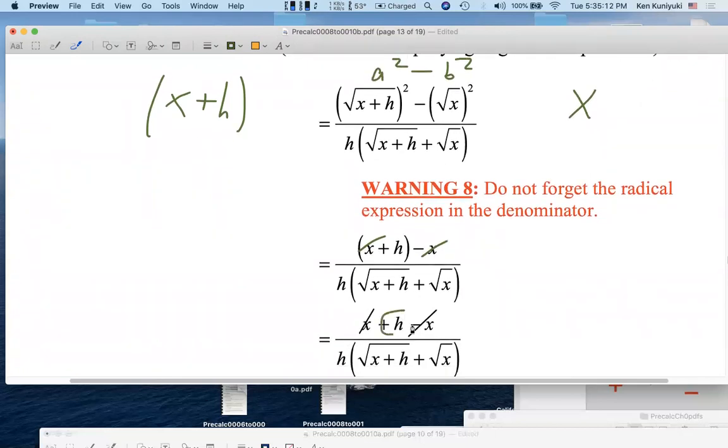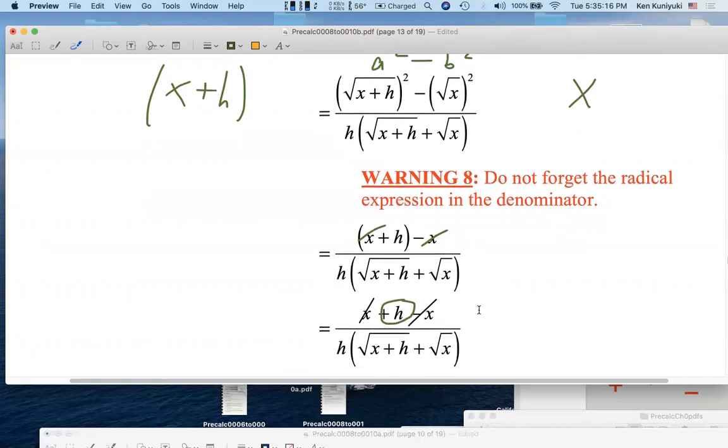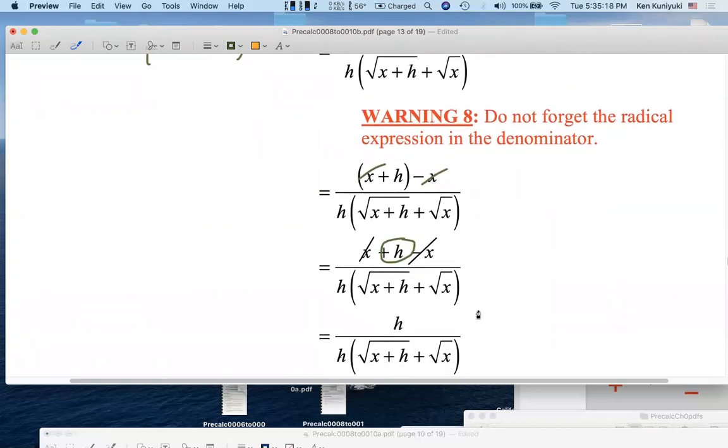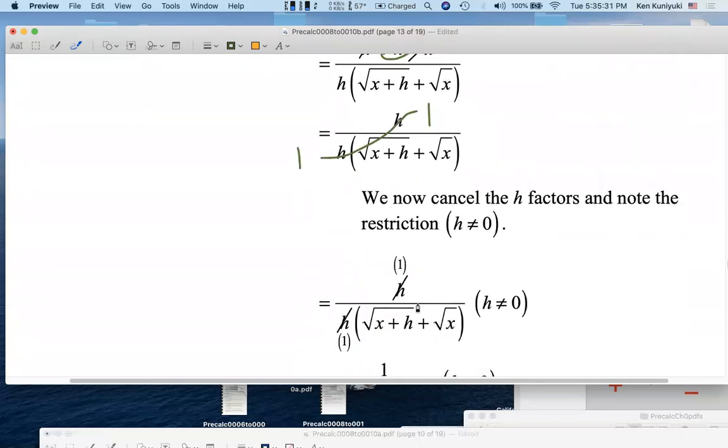And when we end up with h on the top, now what can we do? We can cancel or divide out. h is a factor of the top. It is the top. h is a factor of the bottom. We can now do this. h divided by h is 1, top and bottom. By the way, h does not equal 0 is a hidden restriction, but we're not even bothering with domain on this problem.